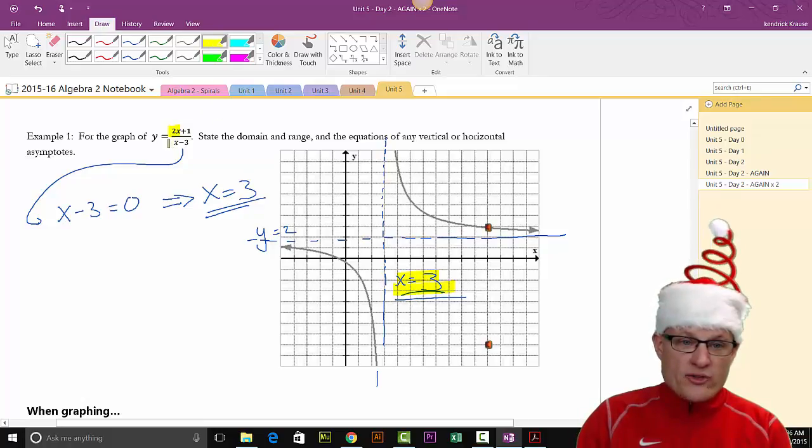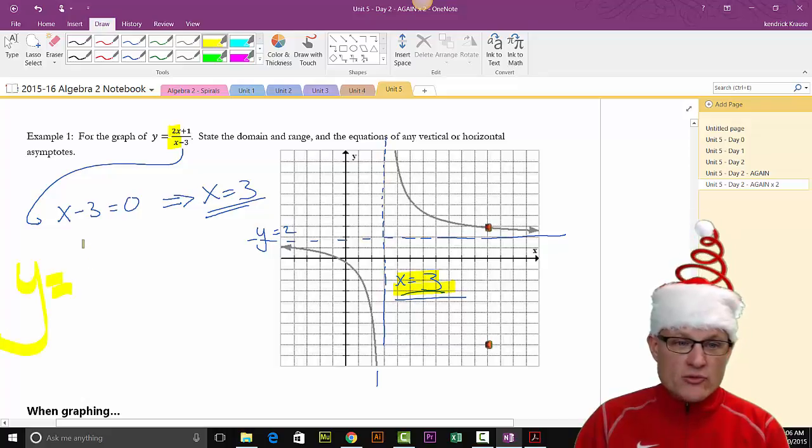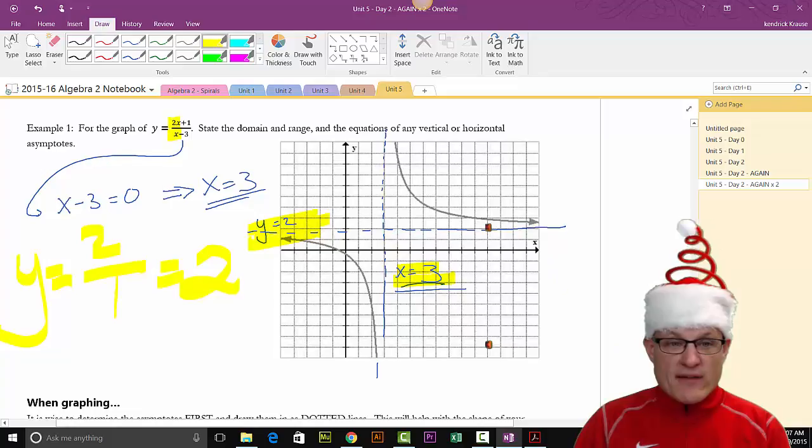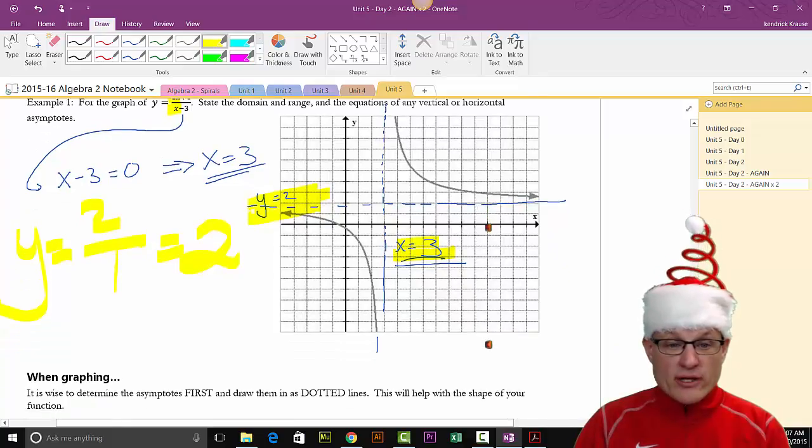Horizontal asymptotes are a ratio of the leading coefficients. So in this case, y equals 2 over 1, or just 2. And again, there is my asymptotic line. So I can look at it graphically, or I can look at it algebraically.